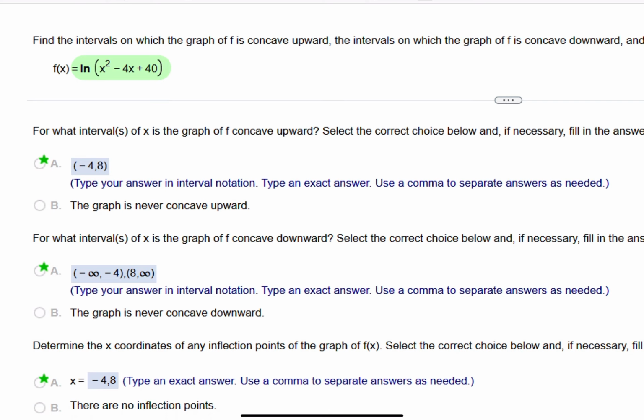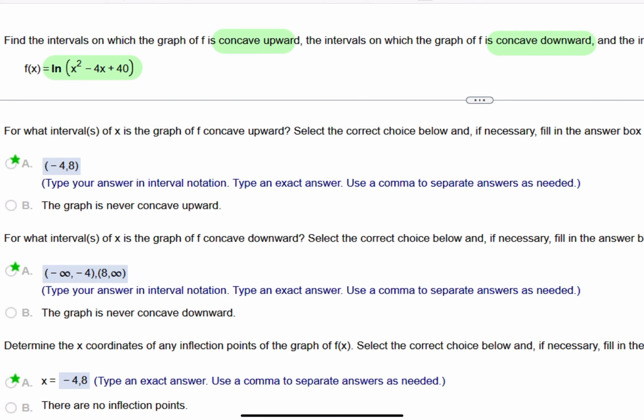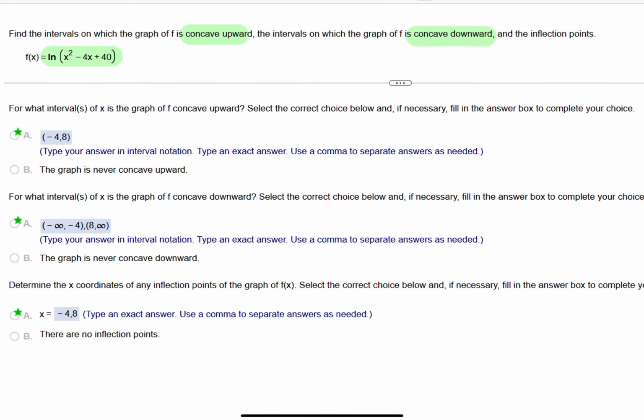Find the intervals on which the graph is concave upward. Find the intervals on which the graph is concave downward. And then the inflection points. All right, so let's go ahead and start.